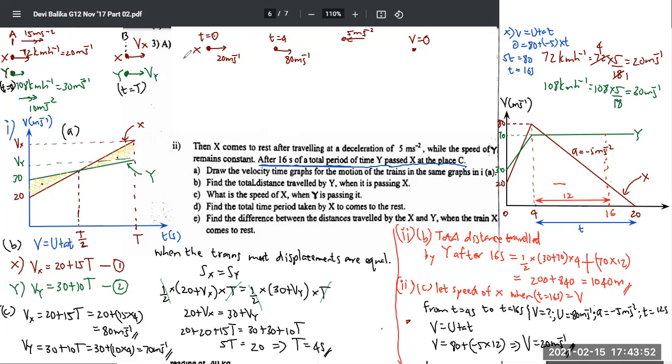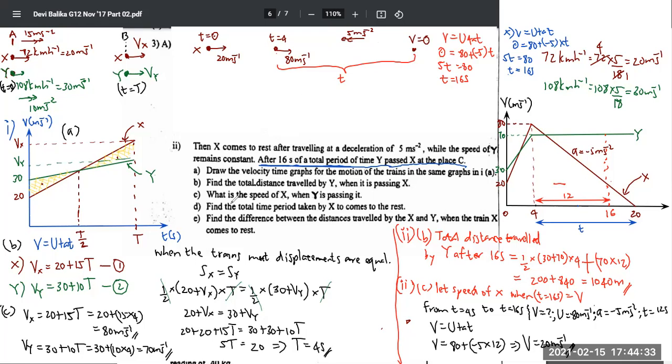They are asking the total time taken by x to come to rest. Now I know the time from here to here, that is 4 seconds. I need to find out the time from here to here, t. It's very easy. You apply v equals u plus at. Final velocity is 0. Initial velocity is 80. For acceleration, you substitute minus 5 because it is decelerating, into the time taken for the decelerating part, t. So 5t is equal to 80. Therefore, t is equal to 16 seconds. X has to decelerate for 16 seconds.